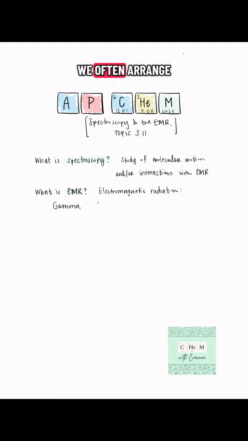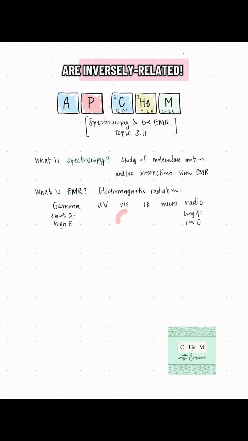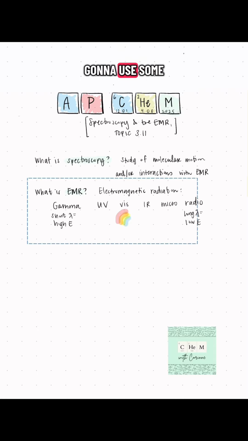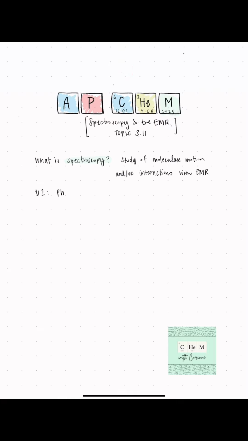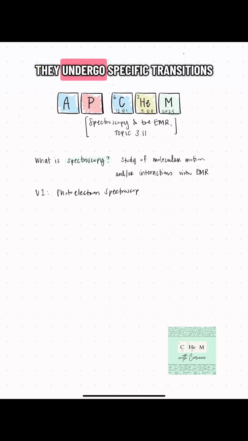We have a spectrum. We often arrange it in order of increasing or decreasing wavelength. So I've shown it from short wavelengths down to the longer wavelengths. You have to remember that the wavelength and energy are inversely related. We care about this because each form of spectroscopy is going to use some form of EMR. Because when molecules interact with EMR in a specific region, they undergo specific transitions.